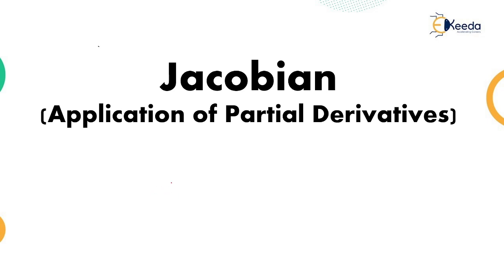Hi everyone. Today we are going to discuss application of partial differentiation, that is Jacobian. In this topic we discuss how to find the continuous and differentiable functions and its partial differentiation. Now let me start from the first point. When u and v are the functions of x, y, then you have to take its partial derivatives, that is a Jacobian of u, v with respect to x, y.